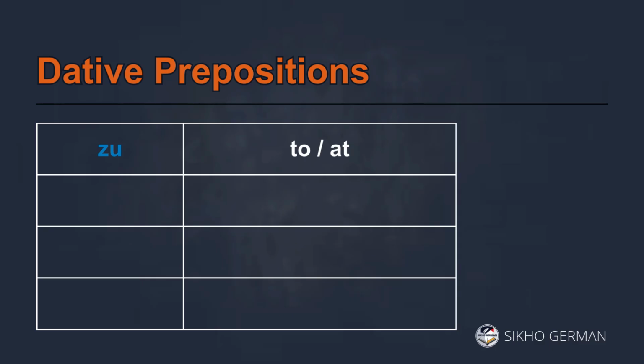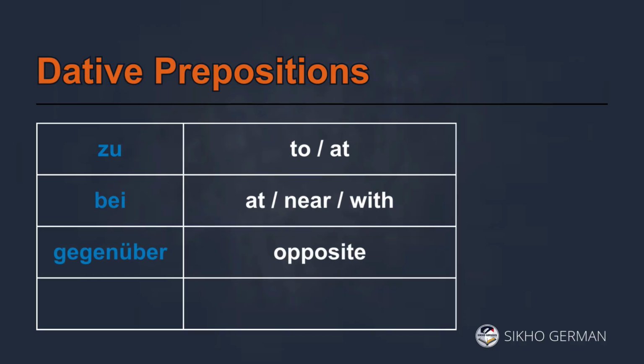Zu, to, or at. Use this when going to a person or location with article, or being at a location. Bei, by, at, near, or with. Use this when you're at someone's place, near a location, or living with someone. Gegenüber, opposite, or across from. Use this when something is opposite or across from something else. Außer, except. Use this when making exceptions, everyone except. That's 10 dative prepositions total.